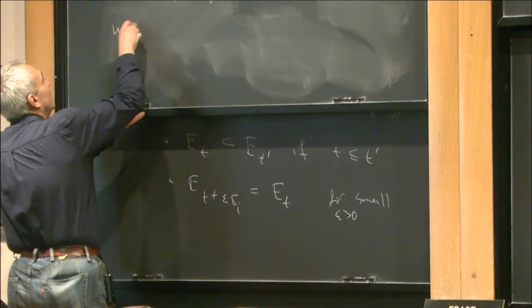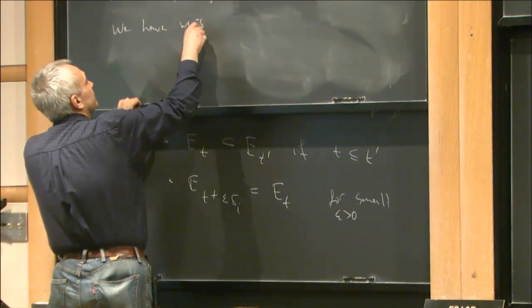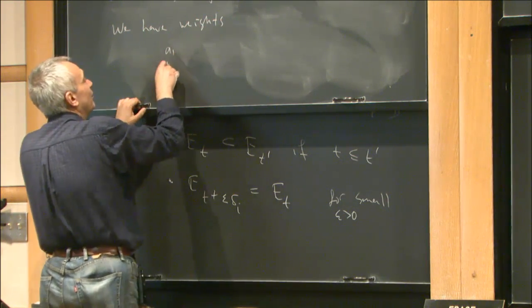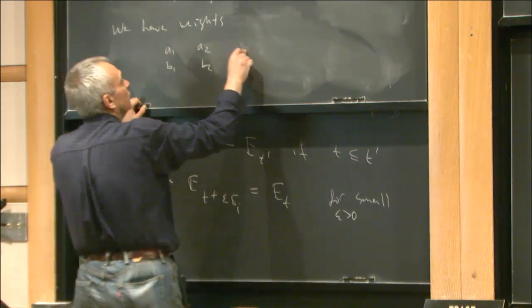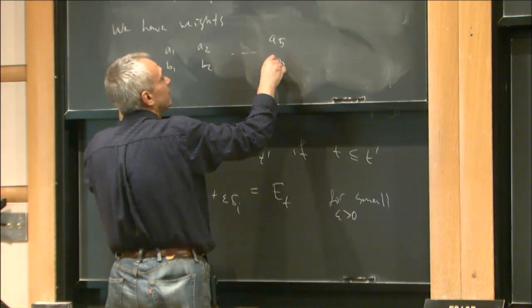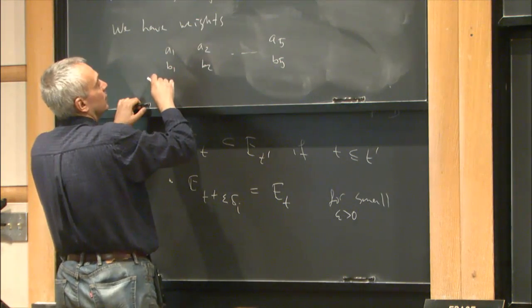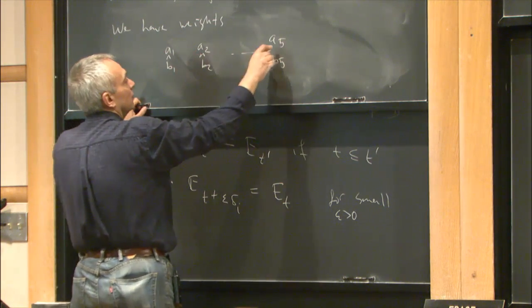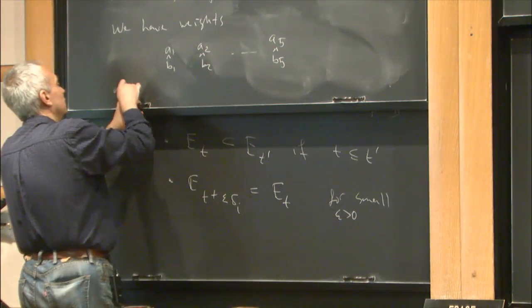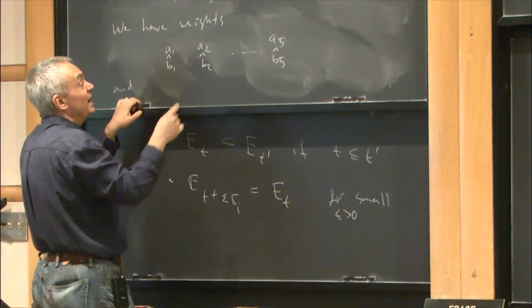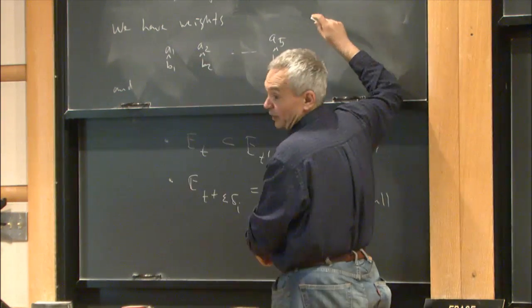And so now again, I'm going to assume that we are looking only at the case where we have weights A1, B1, A2, B2, up to A5, B5, and the A's and B's are between minus 1 and 0. My weights are always between minus 1 and 0.